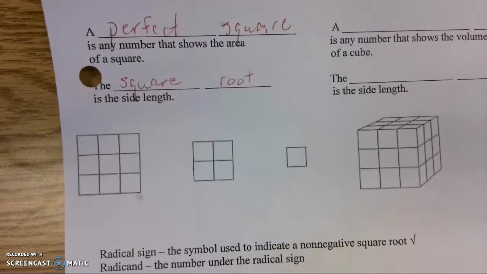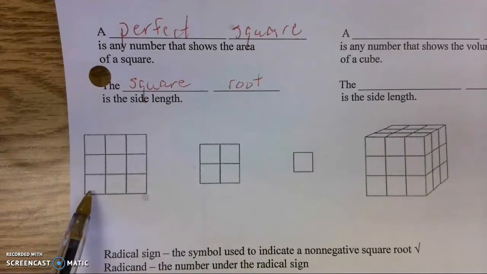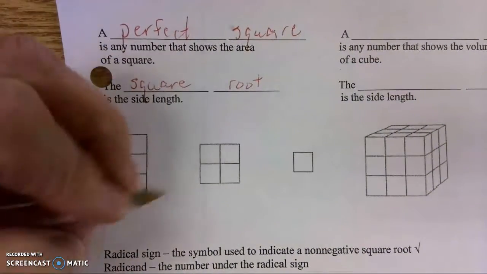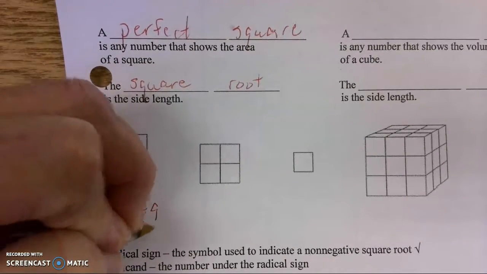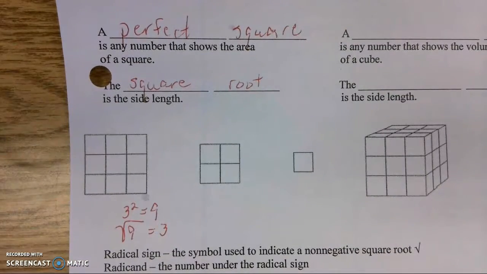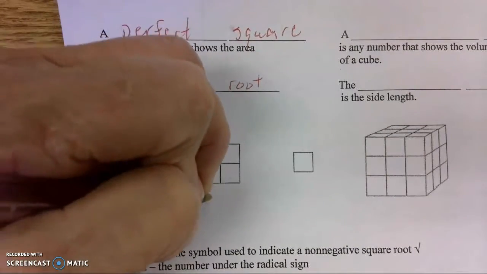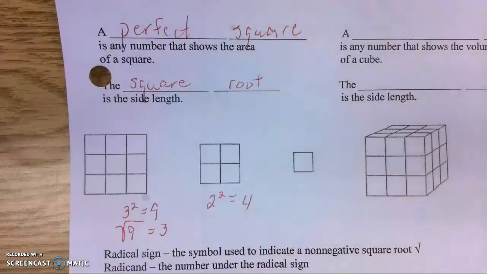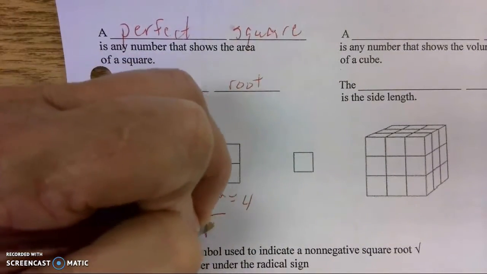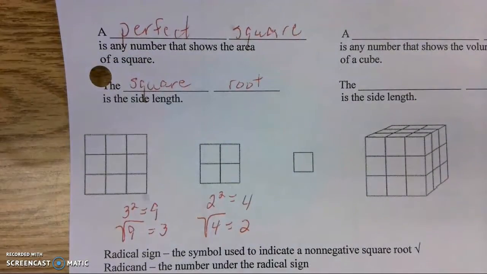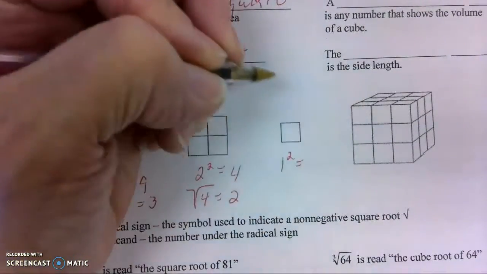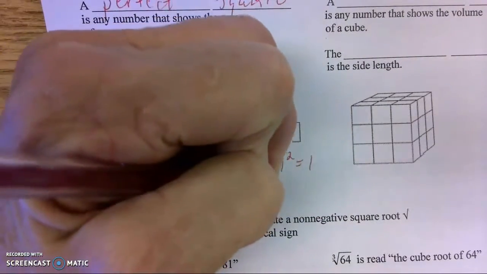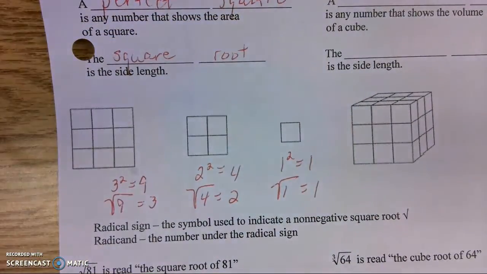So let's look at these 3 examples. Notice that this is a 3 by 3 square. So I know that 3 squared equals 9. The square root of 9 equals 3. Okay, that side length is the square root. This square is 2 by 2. 2 squared equals 4. Square root of 4 equals 2. And then finally, this is a 1 by 1. 1 squared equals 1. The square root of 1 equals 1.